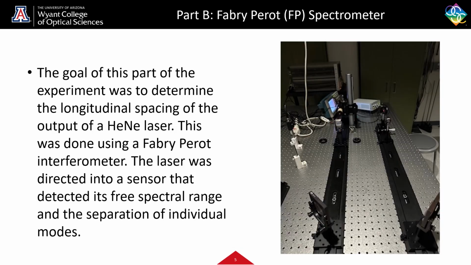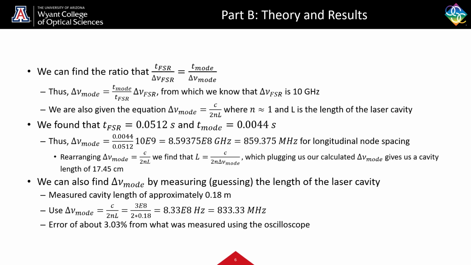The goal of this part of the experiment was to determine the longitudinal spacing of the output of a helium neon laser. This was done using a Fabry-Perot interferometer. The laser was directed into a sensor that detected its free spectral range and the separation of individual modes. The FSR is the distance between the periodic larger peaks on the oscilloscope, and the mode spacing is the difference between the adjacent peaks on the oscilloscope.